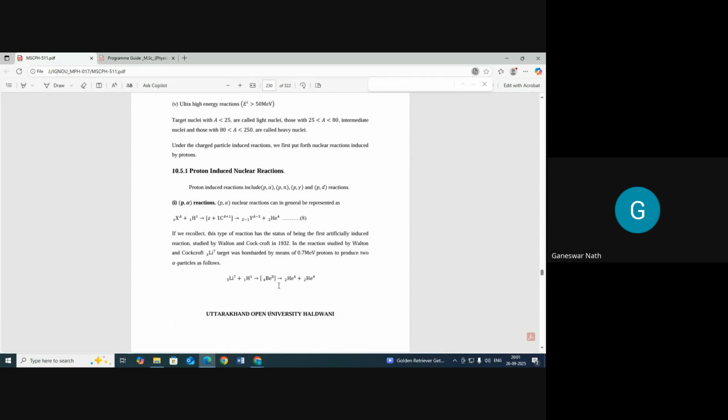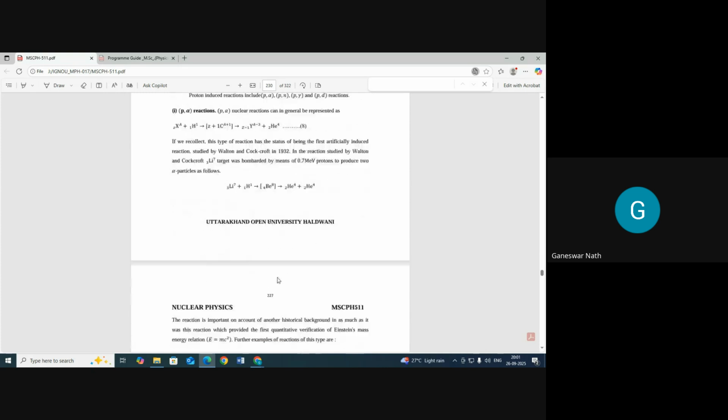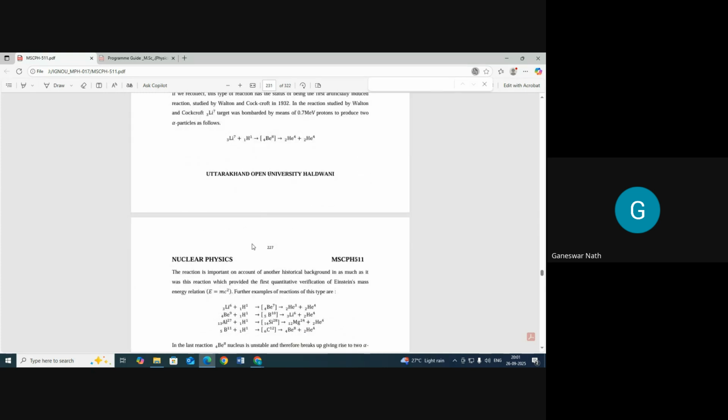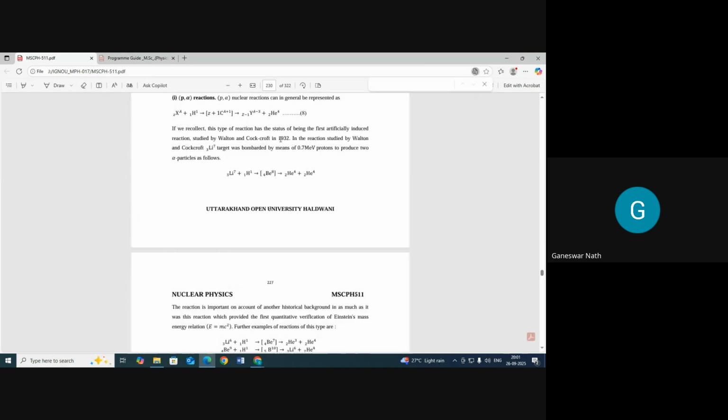Okay. Now, this type of reaction has the status of being the first artificially induced reaction, studied by Walton and Cockcroft in 1932. In this reaction studied by Walton and Cockcroft, a lithium-7 target was bombarded by 0.7 MeV protons to produce 2 alpha particles as follows. So this is the typical reaction which was first observed by Walton and Cockcroft.